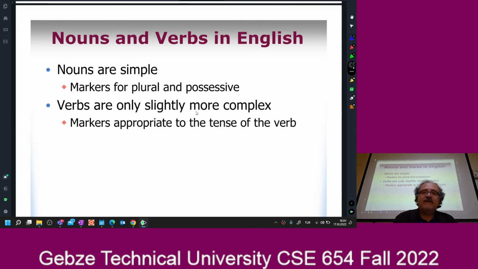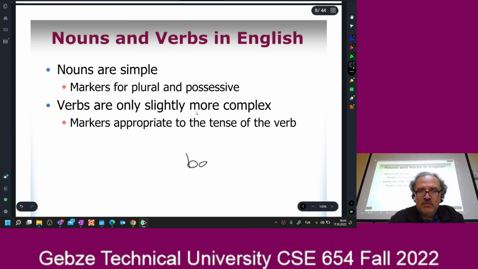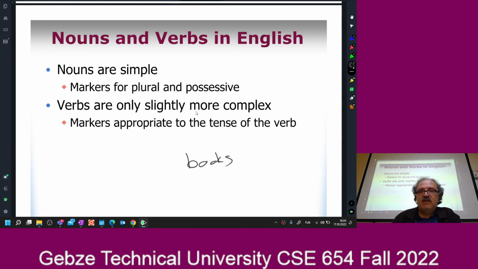Okay. Or when I say, okay, his books, or it is the books cover, yeah. Book. Okay, books or books cover. Either possessive, iyilik eki, or çoğul eki, plural. That's it.